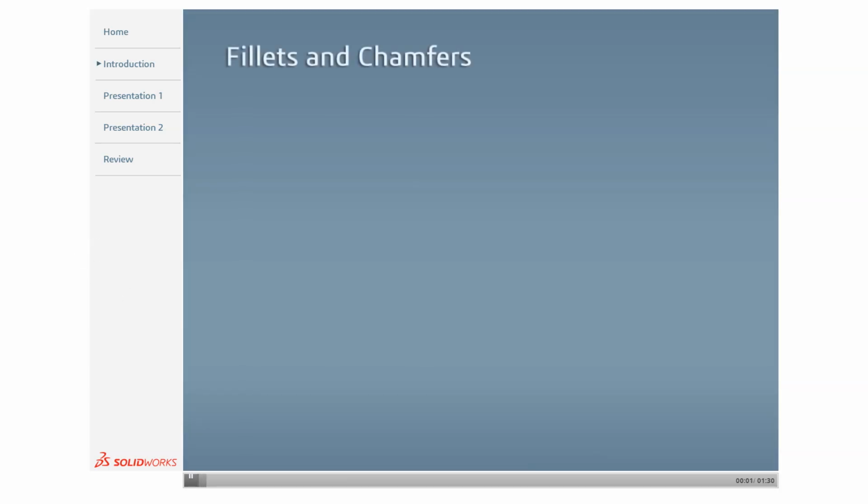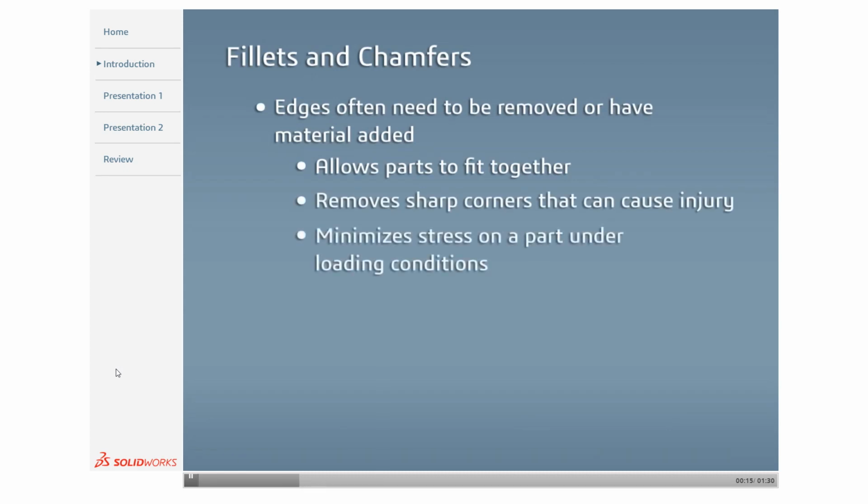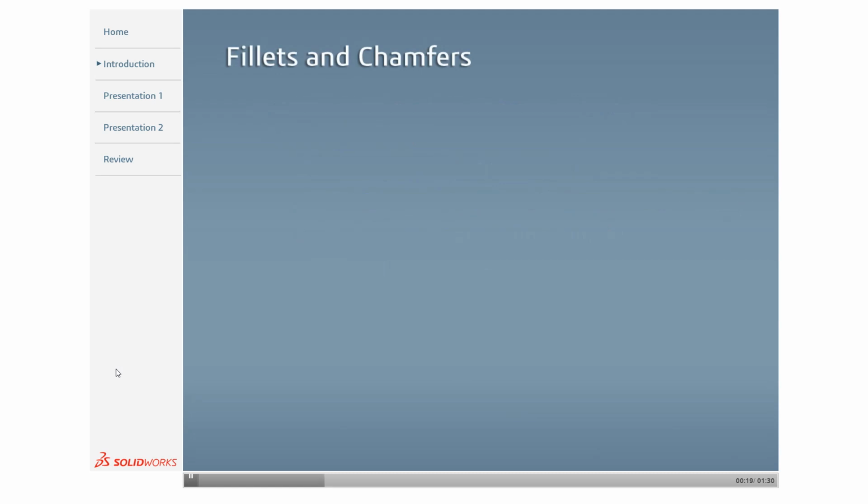When modeling parts in SOLIDWORKS, edges often need to be removed or have material added to them. This might be needed for multiple reasons, such as allowing parts to fit together, removing sharp corners that can cause an injury, or minimizing the stress on a part under loading conditions. There are two primary tools available in SOLIDWORKS to address this issue: fillets and chamfers.